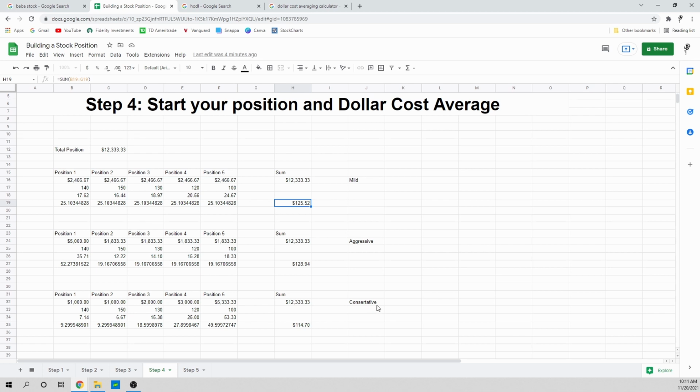And then finally, we have our conservative example. Because we're in these numbers, we have Alibaba stock going down over time. This is going to be your best example, because we're basically doing the reverse of the aggressive. So you're building out a position very slowly. You put 1,000 in your first position, 1,000 in your second, 2,000 in your third, 3,000 in your fourth, and then 5,000 basically finishes off your position with your 5th position.